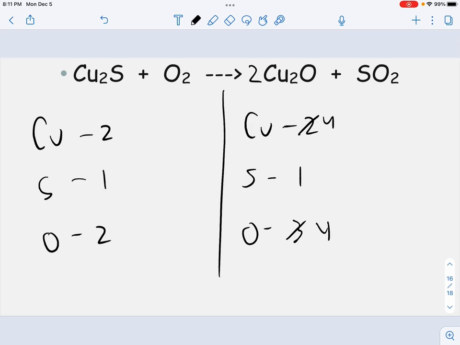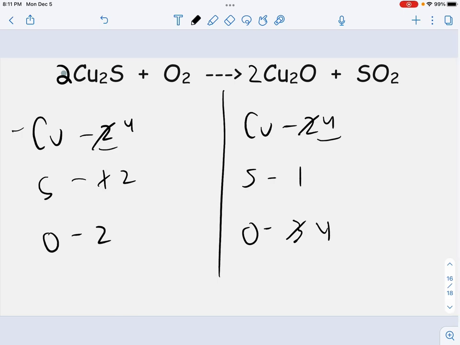So the next thing I'm going to do is look at copper. I've got 4 on the right and 2 on the left. So I want to get to 4. So what am I going to do? I'm going to add a 2 in front of Cu2S. So by doing that, I now have 4 coppers, okay? And I have 2 sulfurs, okay? So the only thing that balances right now is copper.